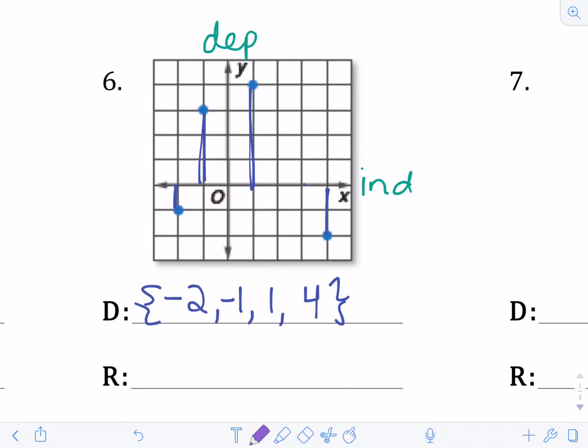My range, again, start on my y-axis. All the way down here, I'm scanning the y-axis: nothing on the 0, nothing on the 1, nothing on 2, there's my 3, and there's my 4. So I have -2, -1, 1, 2, 3, and 4.